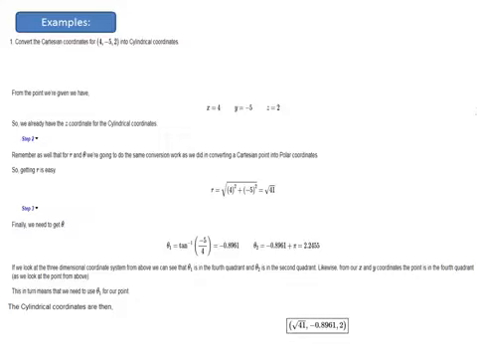So it gives a value of -0.8961. In order to get the positive value, theta 2 equals -0.8961 plus pi, that gives 2.2455. If we look at the three-dimensional coordinate system from above, we can see that theta 1 is in the fourth quadrant and theta 2 is in the second quadrant. Likewise, from our x and y coordinates, the point is in the fourth quadrant as we look at the point from above. This in turn means that we need to use theta 1 for our point.